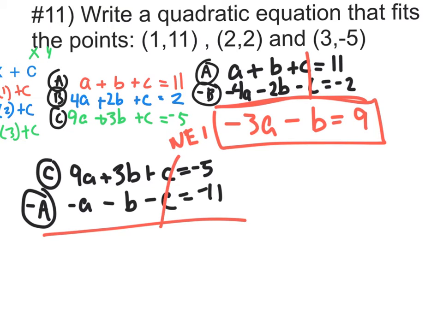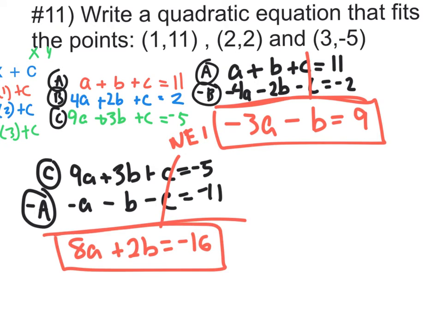The c's cancel again. I end up with 8A. I end up with 2B. And I end up with negative 16. So ladies and gentlemen, this is new equation number 2. What we need to do now is create a new 2 by 2 system and solve it.